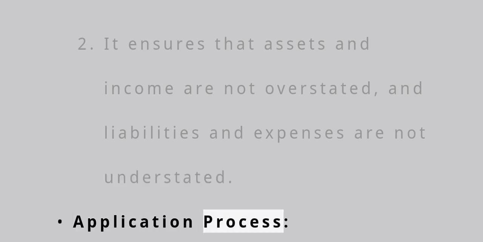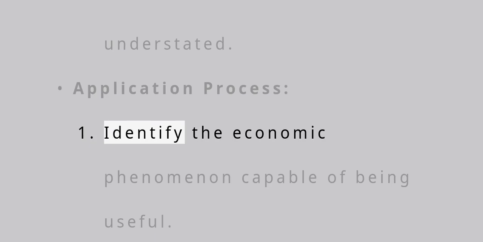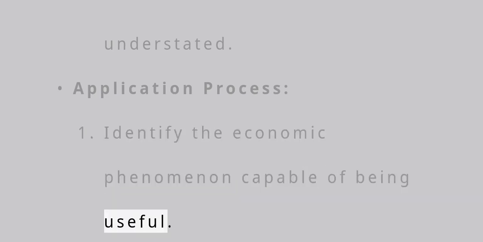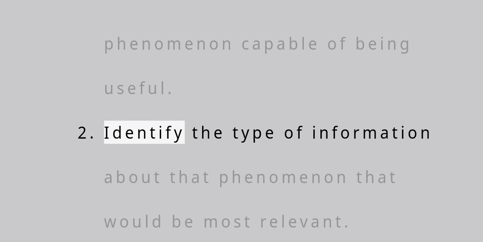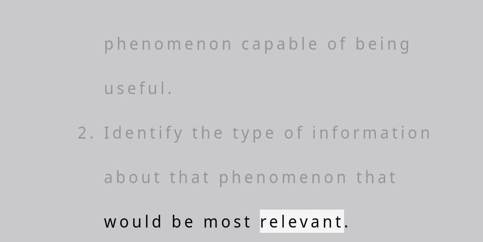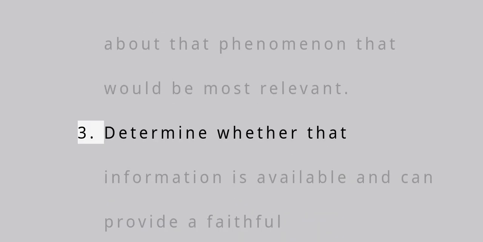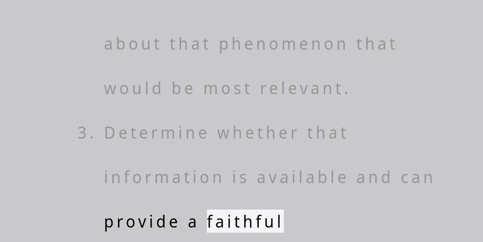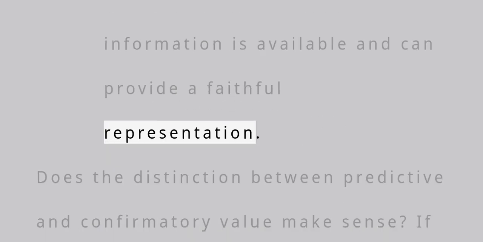Application process. 1. Identify the economic phenomenon capable of being useful. 2. Identify the type of information about that phenomenon that would be most relevant. 3. Determine whether that information is available and can provide a faithful representation.